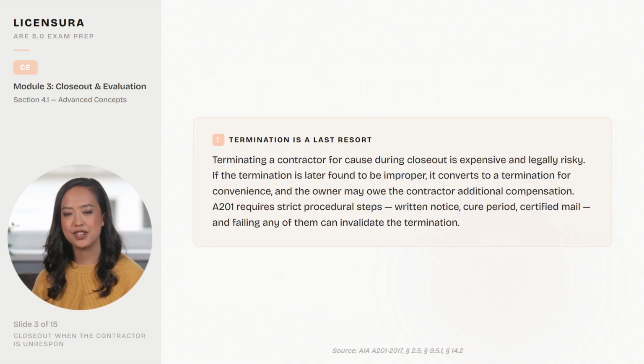Termination is a last resort. Terminating a contractor for cause during closeout is expensive and legally risky. If the termination is later found to be improper, it converts to a termination for convenience, and the owner may owe the contractor additional compensation. A201 requires strict procedural steps: written notice, cure period, certified mail, and failing any of them can invalidate the termination.